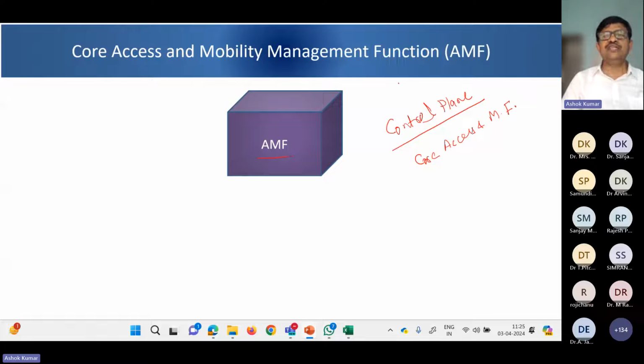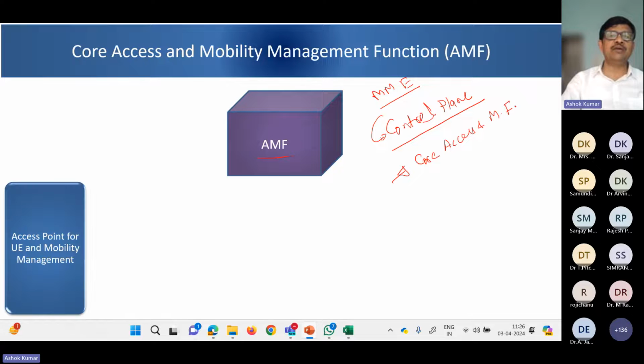If you know 4G, it is akin to the MME, the mobility management entity. Some of the functions which the MME was doing in 4G are being done by the AMF in 5G. So as the name suggests, access and mobility function. Let's look at them one by one.